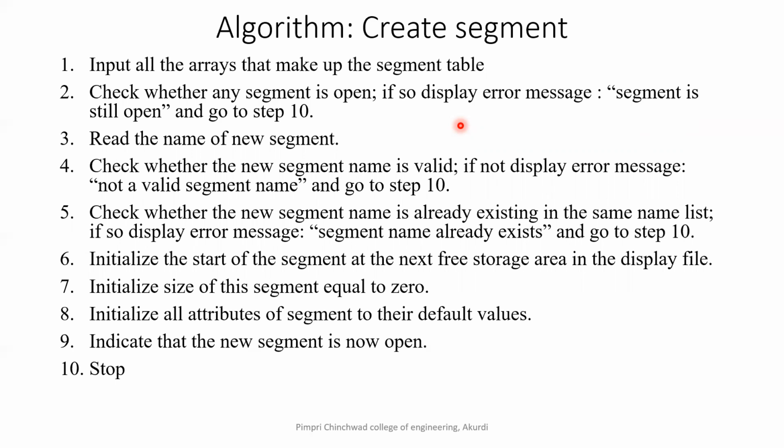Now, if the segment's name does not exist, what do we have to do? We have to initialize the start of the segment at the next free storage area in the display file. We have to initialize the size of this segment equal to 0 because no instruction is there. And then we have to initialize all attributes of the segment to their default values. And finally, we have to indicate that the new segment is now open, and we stop.